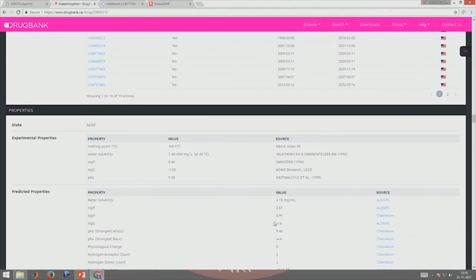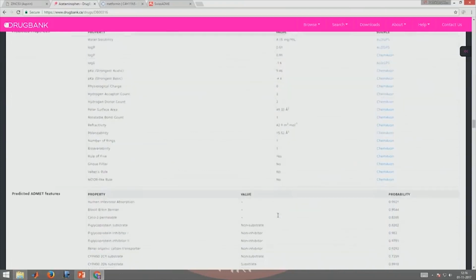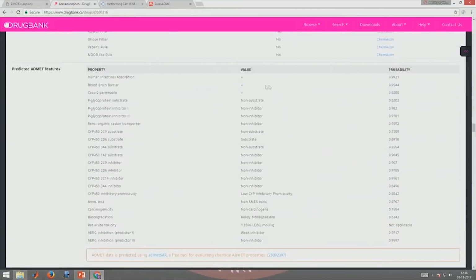Then log S is the logarithm of the solubility, pKa dissociation, as you can see pKa strongest basic, so many things, hydrogen bond acceptor count, hydrogen bond donor count, polar surface area, refractivity, number of rings it has got, bioavailability. So, it is very good bioavailable, and then you can see blood brain barrier, yes it may cross the blood brain barrier, very high probability. Human intestinal absorption, again it has got very high probability. P glycoprotein substrate, no, so it does not. And then biodegradation, readily biodegradable, toxicity details are given.